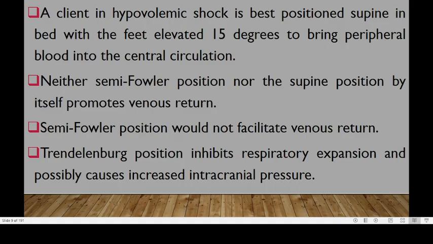Neither semi-Fowler's position nor the supine position by itself promotes venous return. The semi-Fowler position will not facilitate venous return, but it will be helpful for a patient with breathing challenges. Trendelenburg position normally inhibits respiratory expansion and possibly causes increased intracranial pressure. That's why it is not recommended for patients with shock.